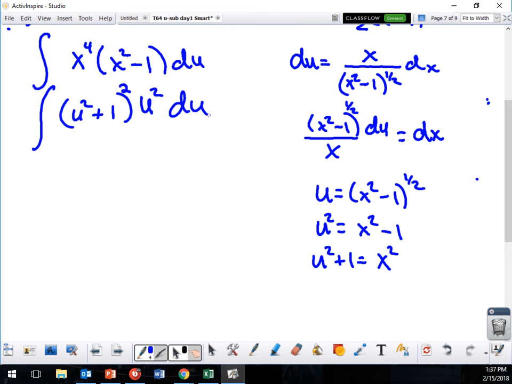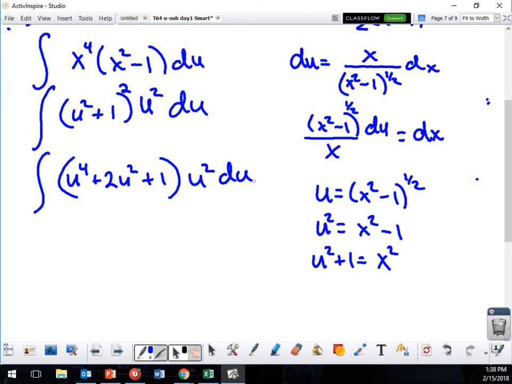So, from here, can we expand this? I'm going to expand this right here. It's still going to be integration. So it's going to be u to the 4th plus 2u squared plus 1, all times u squared du. What I did here is I expanded this one, and now I still have a u squared on the outside. So what do I do with that? I distribute this in. So it's going to be u to the 6th plus 2u to the 4th plus u squared du.